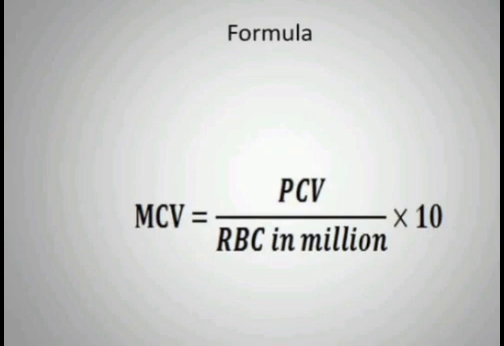Yes? 92. Okay. So Paul's mean corpuscular volume is 92 fL. Is it normal? Paul, are you normal? Yeah, normal. Okay. Paul is normal, please.